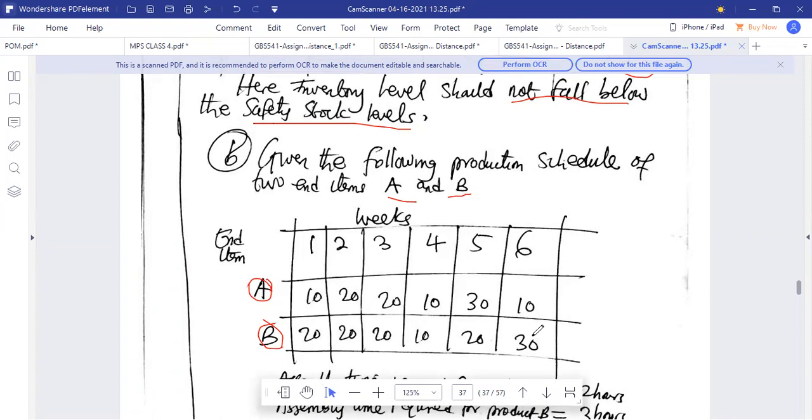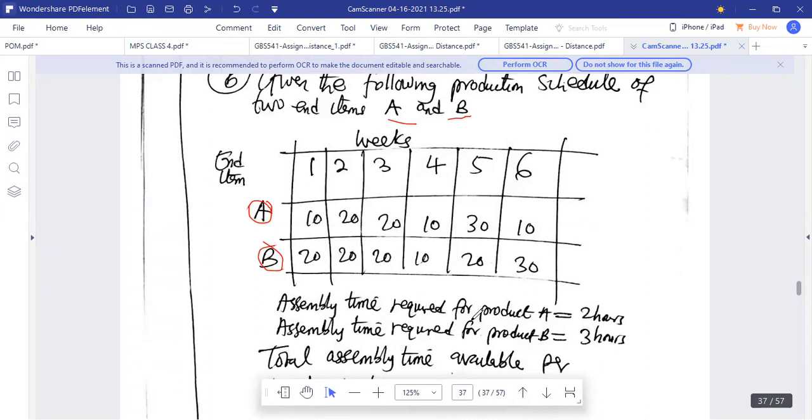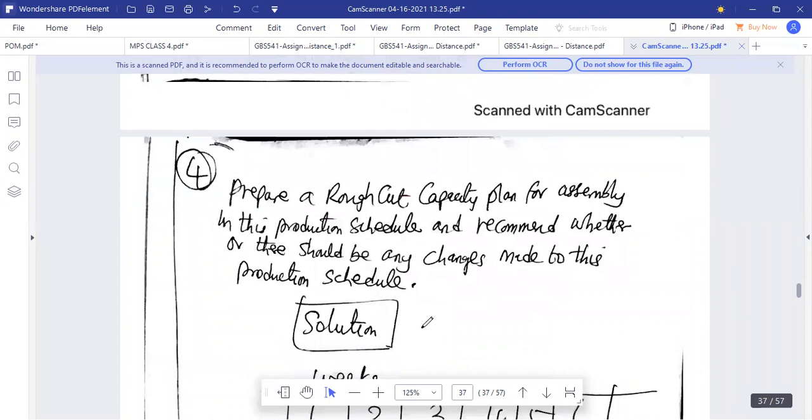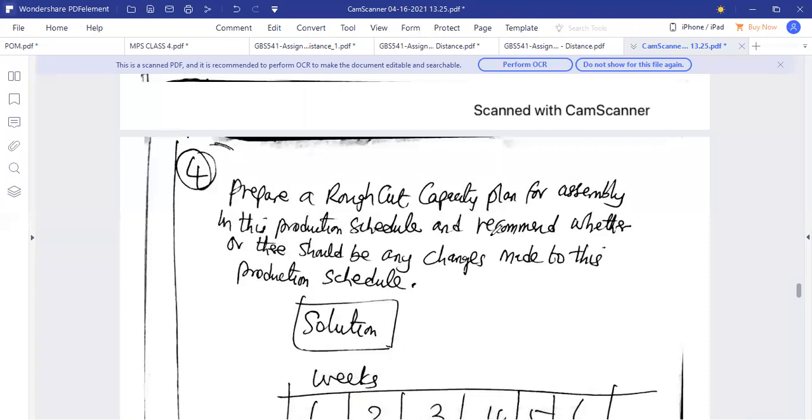Now, here there is a guide. Assembly time required for product A is 2 hours. So to produce a unit of A, we need 2 hours. To produce a unit of B, we require 3 hours. The total assembly time available per week is 100 hours. So we can find the loading of hours here. Meaning, prepare a rough cut capacity plan for assembly for this production schedule and recommend whether there should be any changes made to the production schedule.